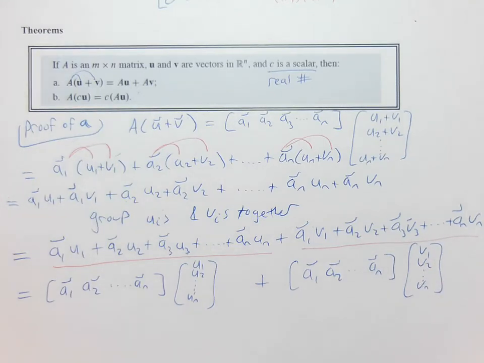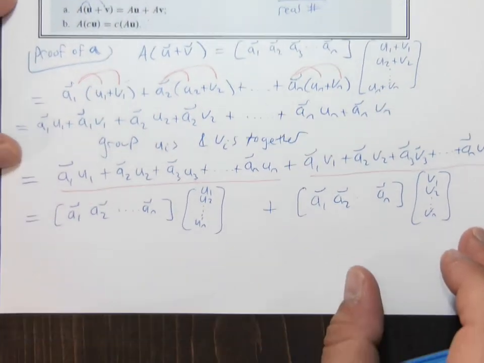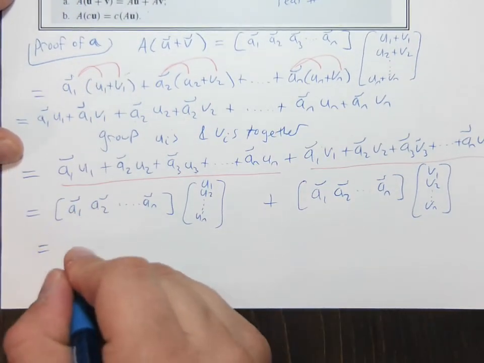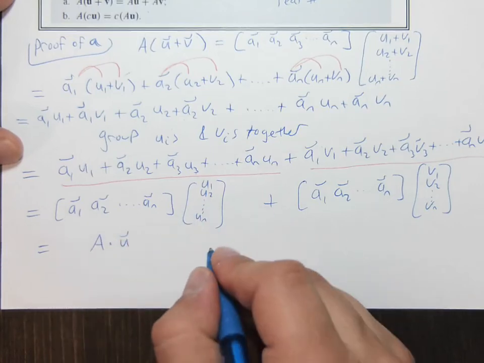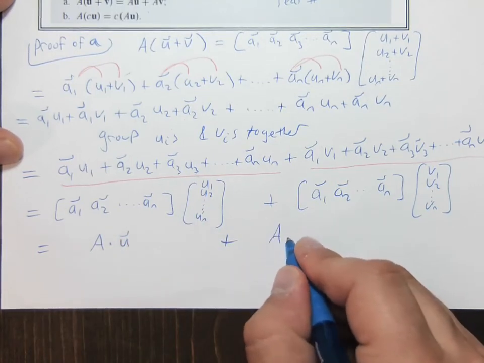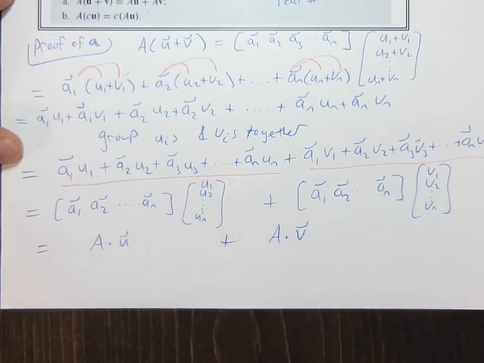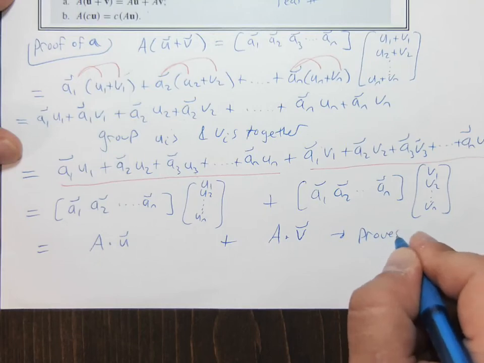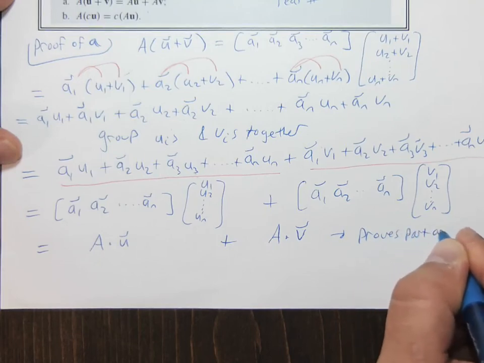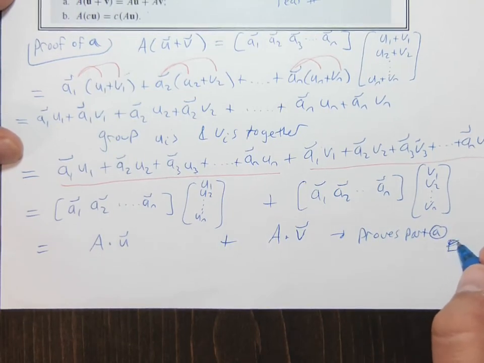Is A times V. Right? And so what we have here really is matrix A times a vector U here, and then we have matrix A times a vector V here. And this is exactly what we are trying to prove. Put a little proof sign there.